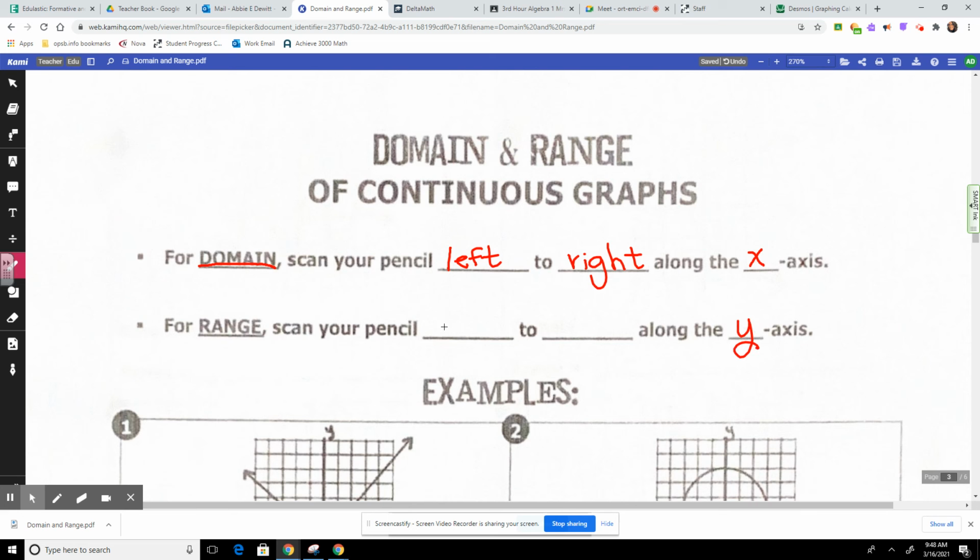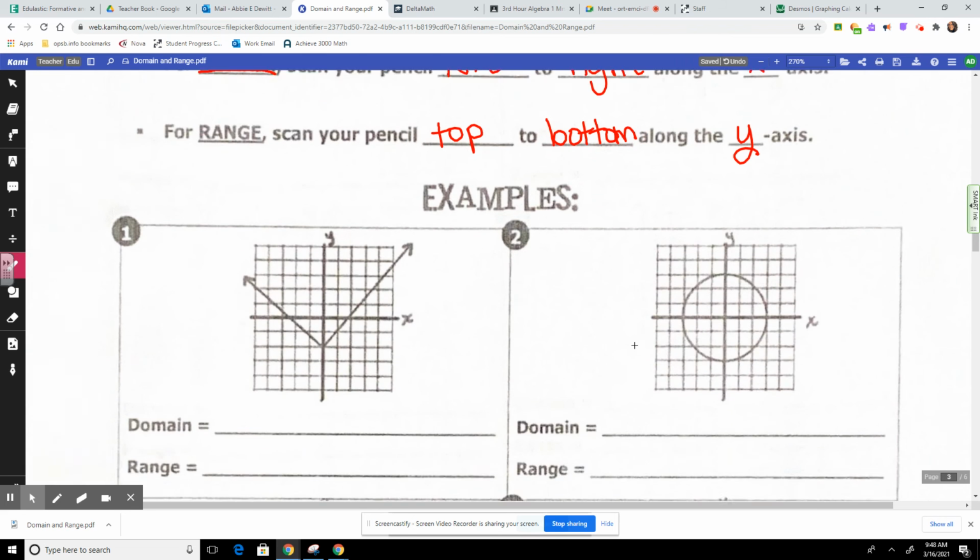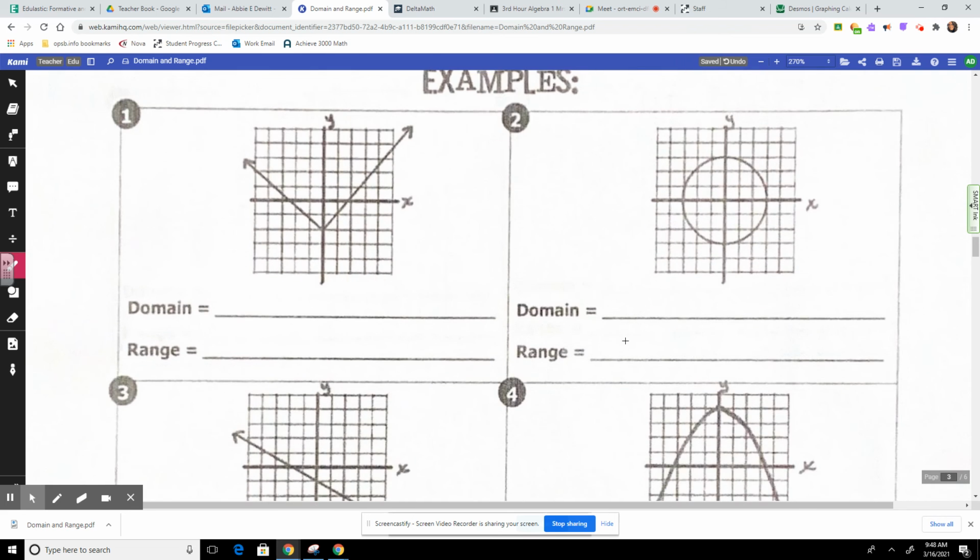And we're going to scan our pencil from top to bottom. Top to bottom or up to down, however you state that. Same thing, top, bottom, up, down. Okay, so here's some examples. Number 1, we have a graph here. If I wanted to scan this graph to list my domain, I'm only looking at my x values for the domain. I'm only looking at x values.